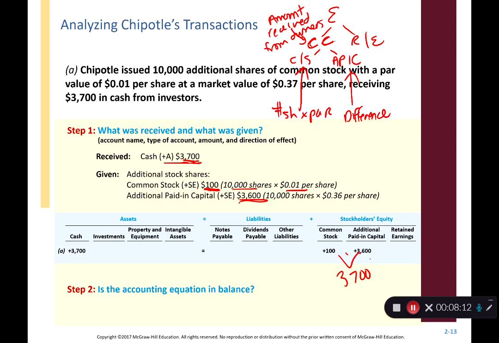Bottom line, assets went up and the amount contributed by owners went up, both by $3,700. Once I go through that, then I have to figure out if my equation's in balance, and indeed it is. Assets went up on one side, $3,700, and then equity on the other side went up by $3,700. So A still equals L plus E.